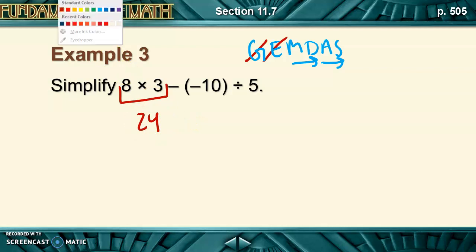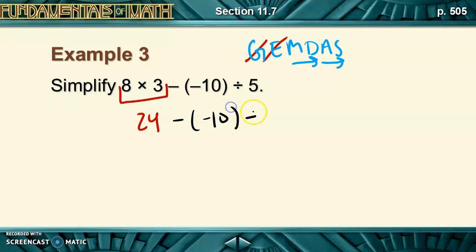So 24 minus negative 10 divided by 5. All I did was copy everything down exactly how it was. Now, do I have any more multiplication or division? I would say yes. I have a division problem right here. Negative 10 divided by 5 is the same thing as negative 2.